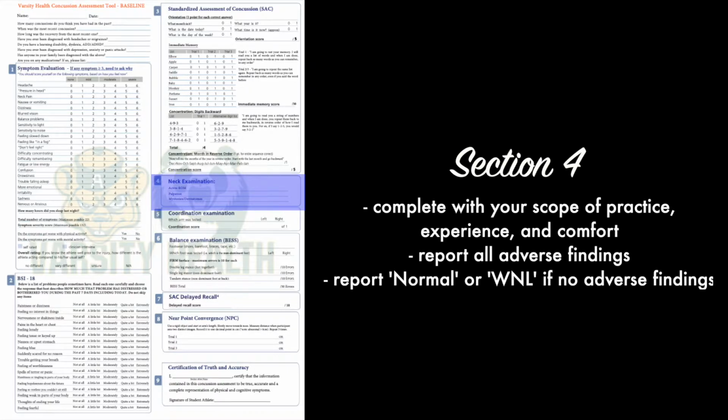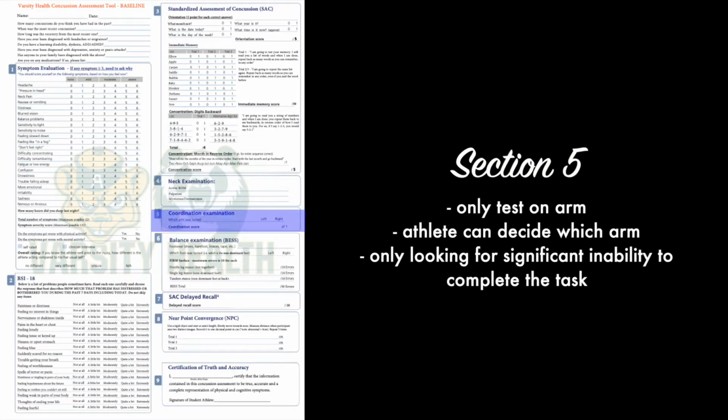Please report adverse findings such as a lack of sensation or diminishing strength. For the coordination exam, the athlete should be seated with good posture. They are to pick one arm, outstretched to the side at 90 degrees of shoulder flexion. The athlete is to bend at the elbow, touch their nose, and then straighten their arm back out. They must repeat this 5 times as fast as possible.